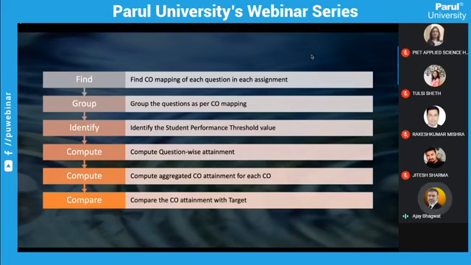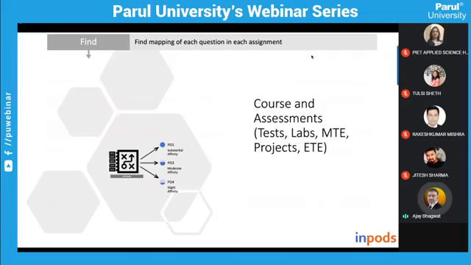parameters. One is the student performance threshold. Second is the actual attainment computation, and third is the target. However, the 3 have totally different roles to play, and let's see how these parameters are defined and what is the effect of those parameters.